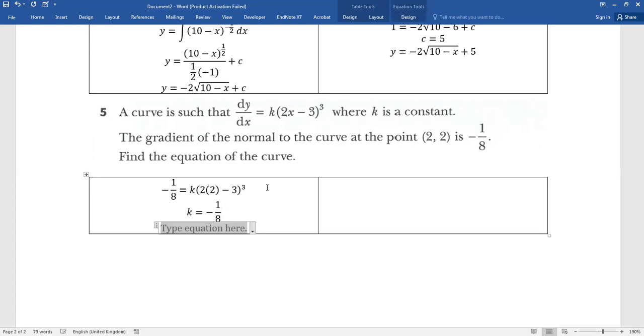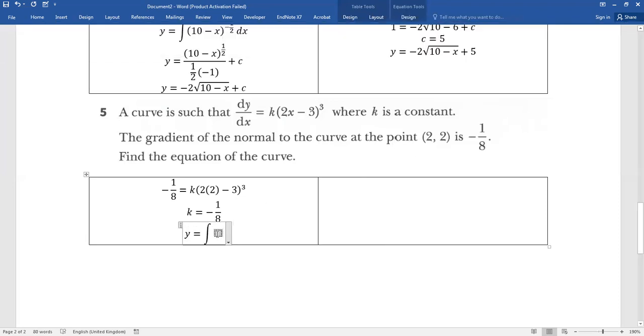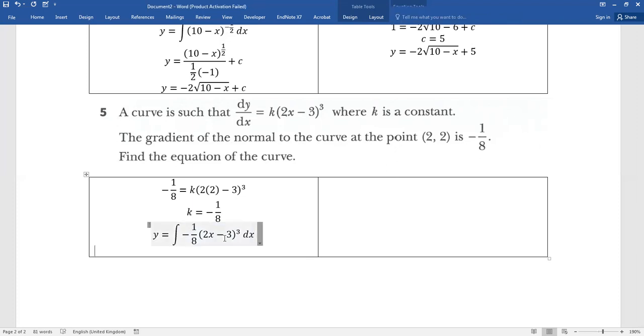So now I can say that I can get y if I integrate negative 1 by 8 into 2x. No, why don't we just leave it as k? It would be easier for us to integrate. It's the same thing. You're right. You can leave it as k and put k as negative 1 over 8 again. Even that is fine. No need to worry.